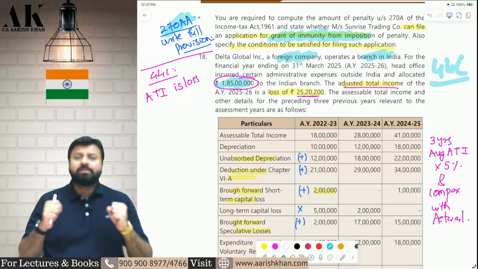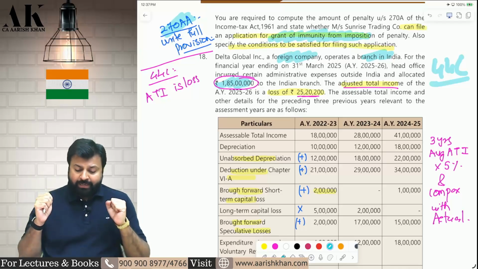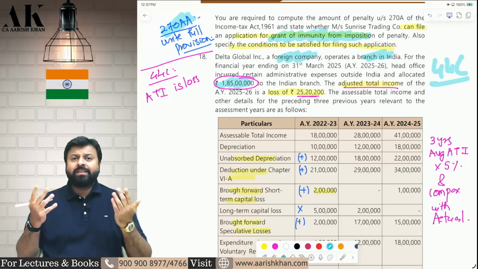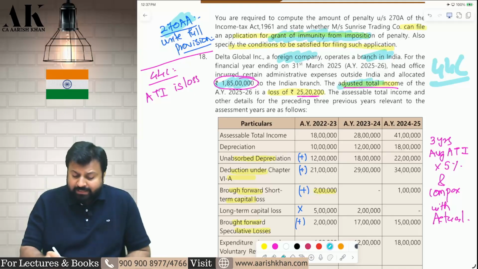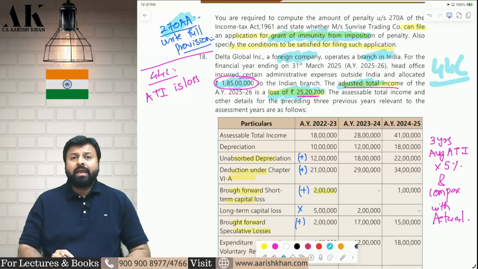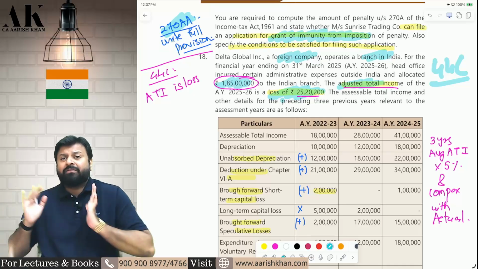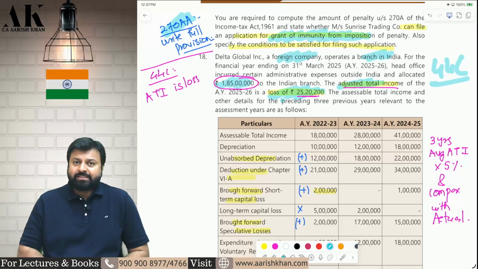But how much? The amount allocated, that is 1 crore 85 lakhs, or 5% of adjusted total income, whichever is lower. What if the adjusted total income is a loss? In this question, the adjusted total income is a loss. Therefore, you have to take the average adjusted total income of the last 3 years.